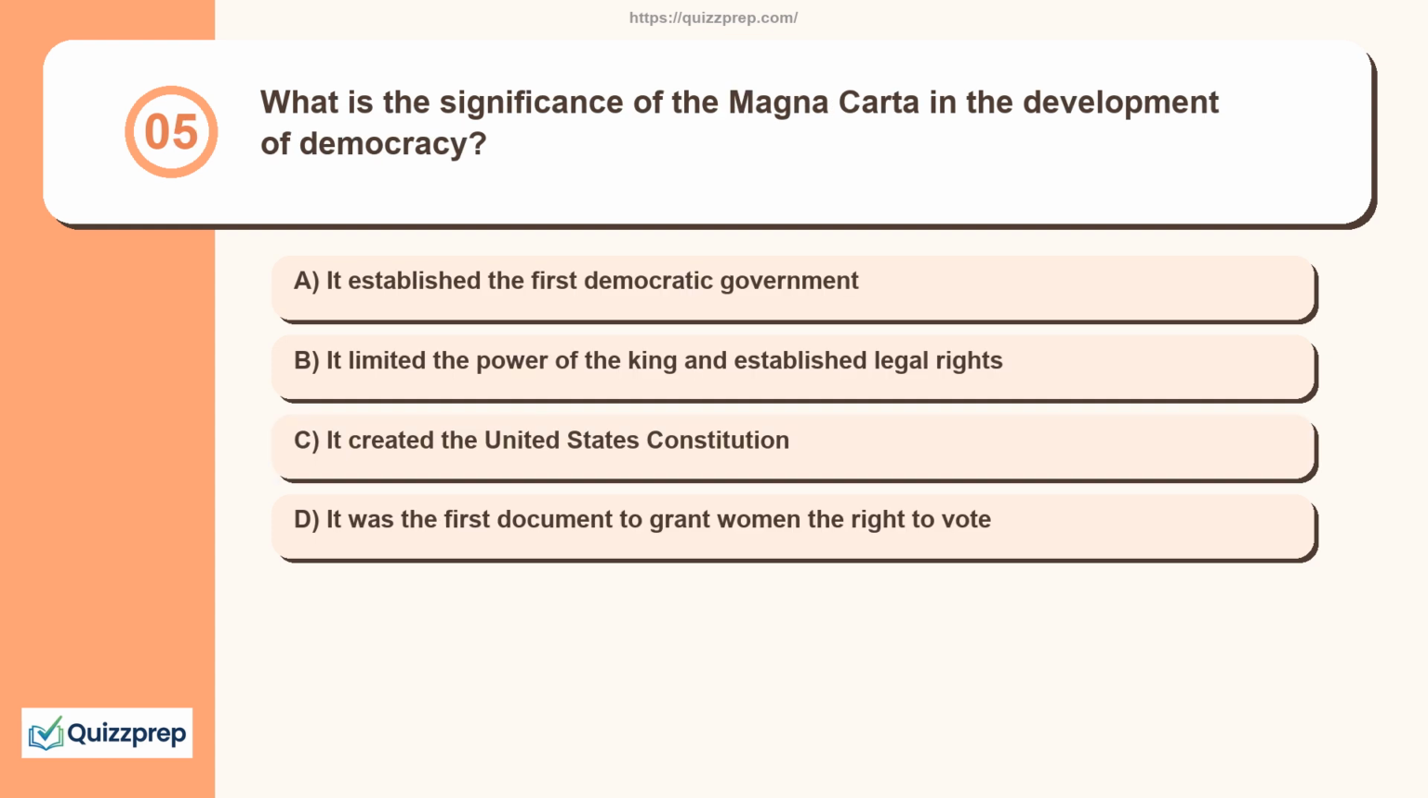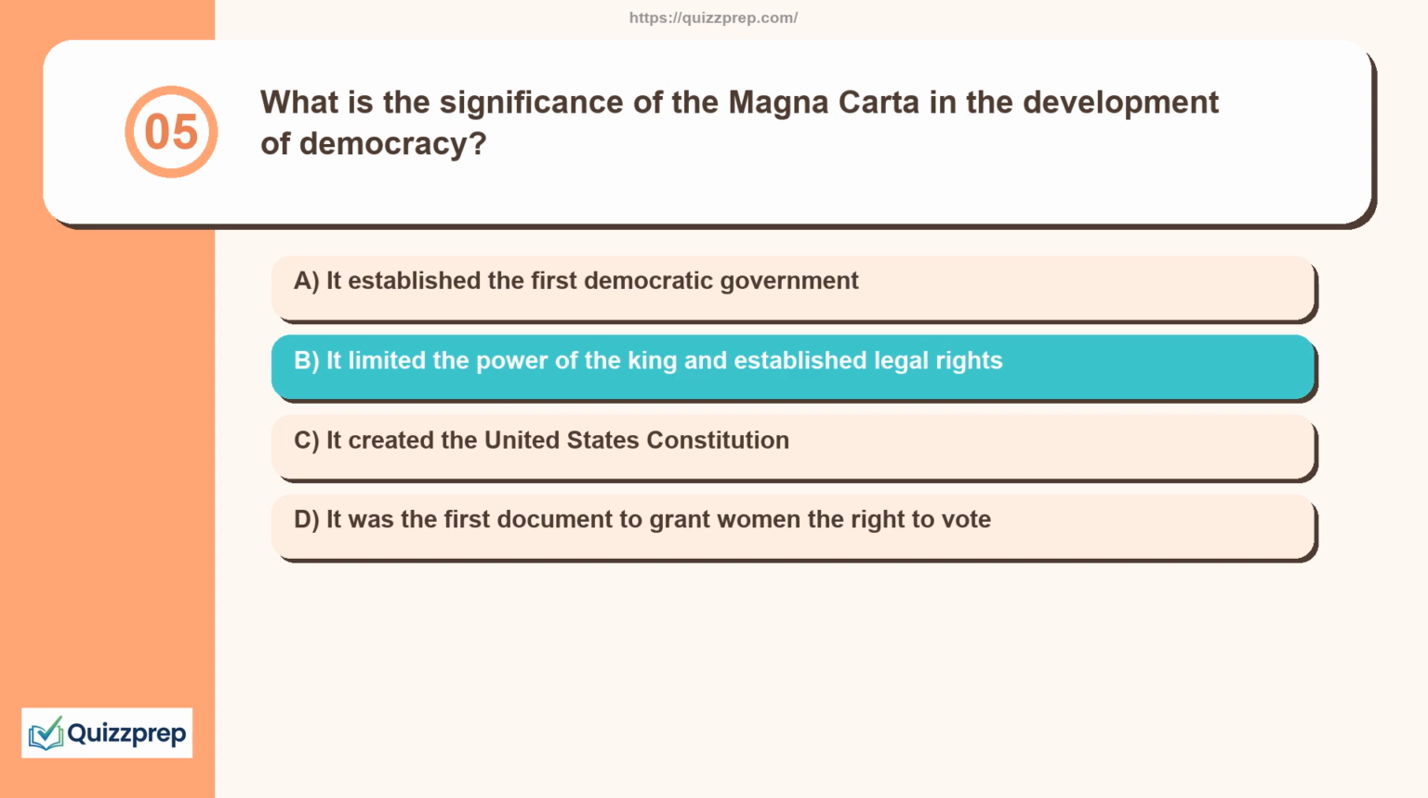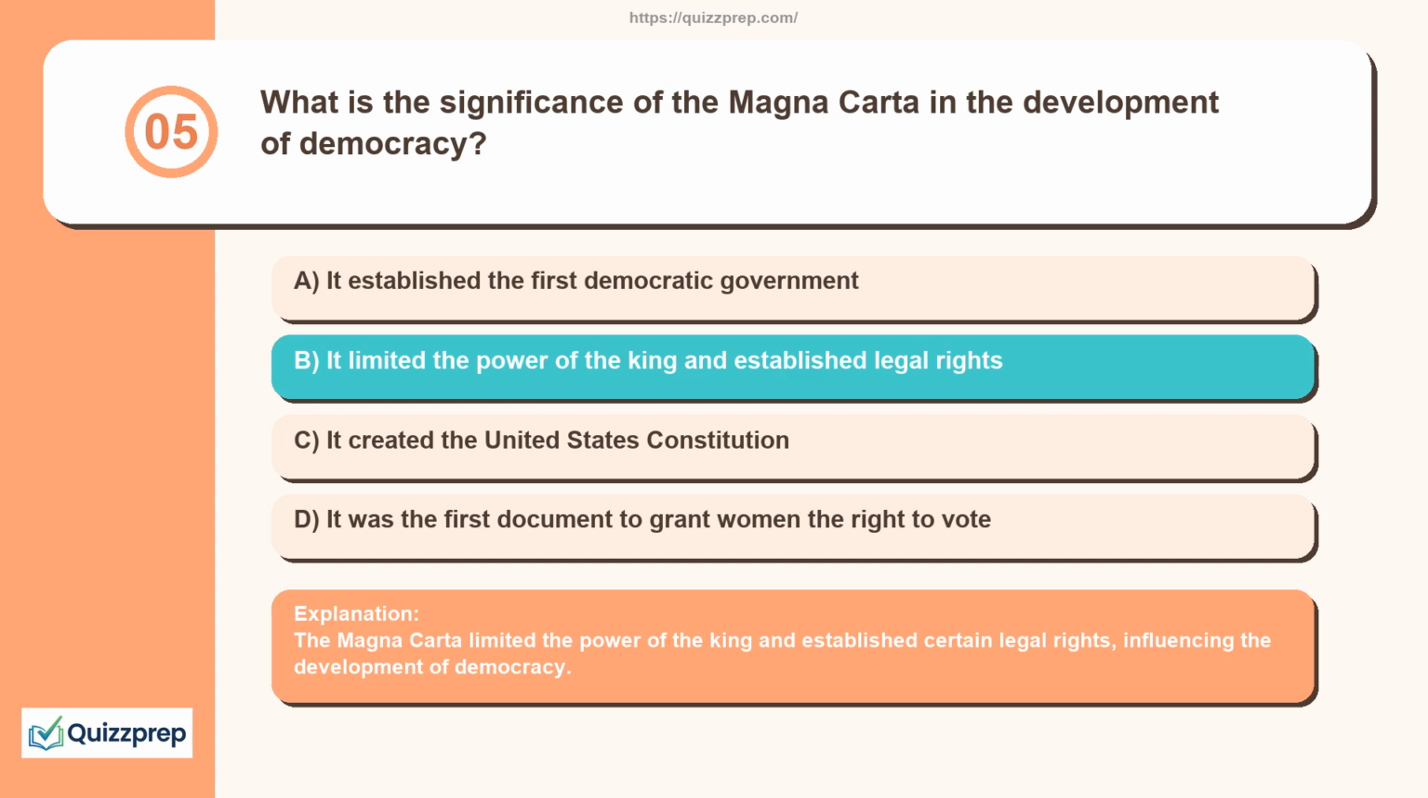Question 5. What is the significance of the Magna Carta in the development of democracy? It established the first democratic government. It limited the power of the king and established legal rights. It created the United States Constitution. It was the first document to grant women the right to vote. The Magna Carta limited the power of the king and established certain legal rights, influencing the development of democracy.